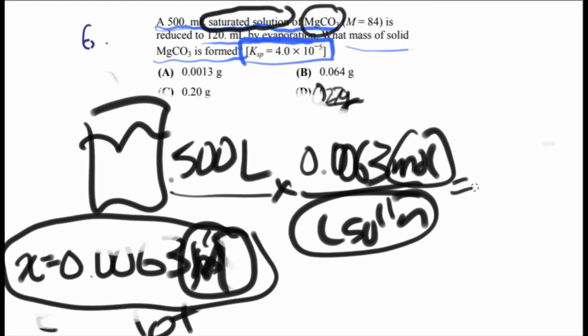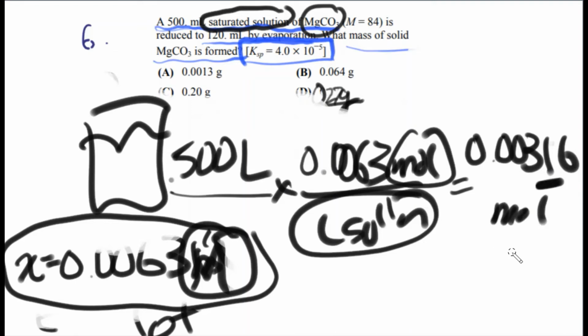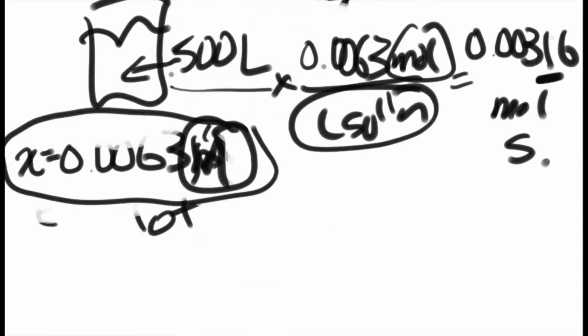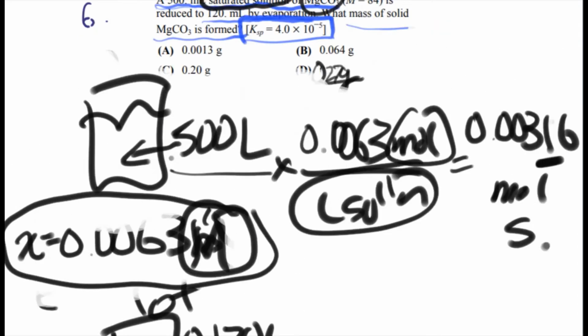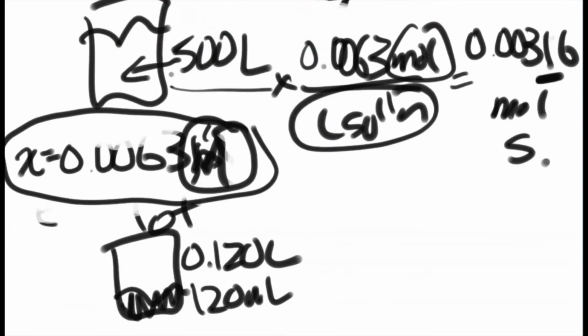So 0.5 times that number is going to be 0.003. I'm going to keep an extra sig fig. So 0.00316 moles of the salt. Now this is the amount that dissolved in here. Now we need to figure out how much salt dissolves in the new evaporated solution in 120 mLs, or 0.120 liters. Let me check if that's the right number. Yeah, I got it right.